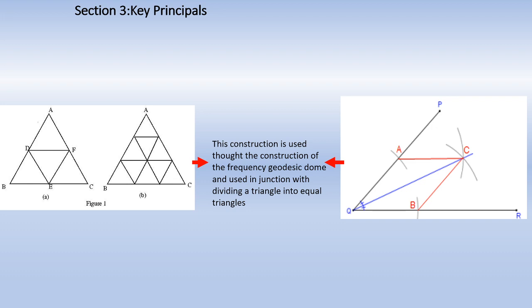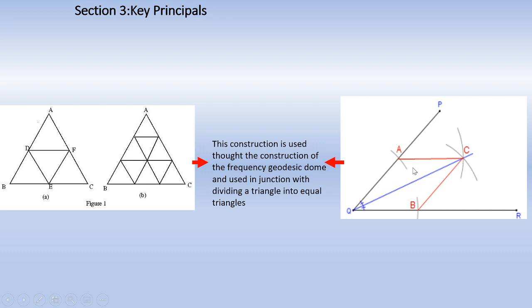So we can see here in figure 1 dividing a triangle into smaller equilateral triangles. So we can see you went from there to, and then we can change it into this, which is, and then a big thing with this is just bisecting an angle.